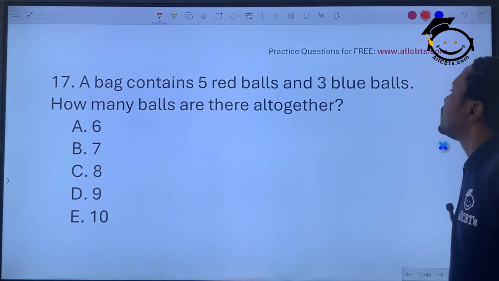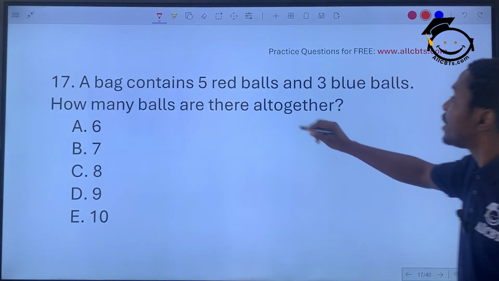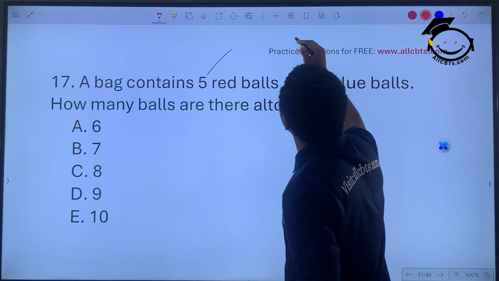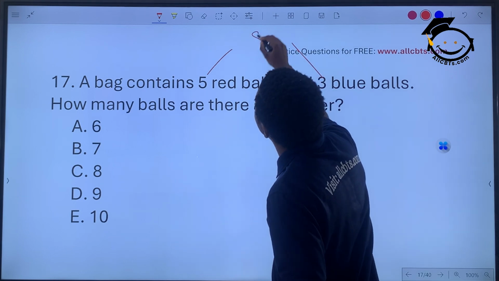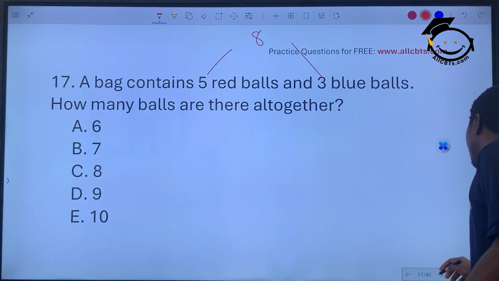17. A bag contains 5 red balls and 3 blue balls. How many balls are there together? 5 red balls, 3 blue balls. 5 plus 3 will give you what? 8. 8 balls. So 8 balls are there together inside the bag.